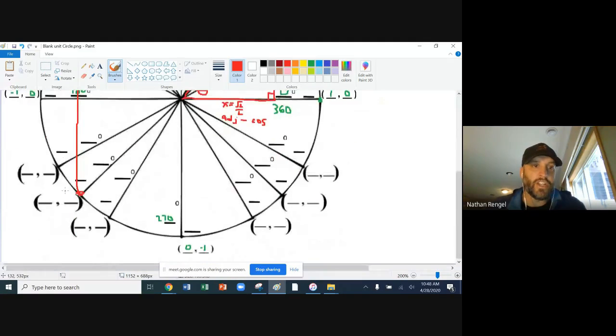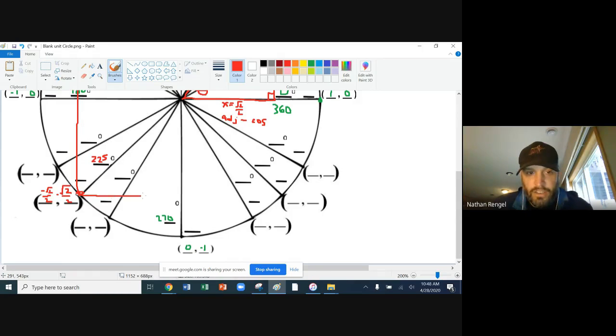This point down here is a reflection over the x-axis. So now, down in the third quadrant, our angle measure is going to be 45 degrees more than 180, which is 225. And our x-coordinate is going to be the negative square root of 2 over 2, and our y-coordinate is going to be negative square root of 2 over 2, because now I'm down in the third quadrant. In the third quadrant, both your x and your y are going to be negative.